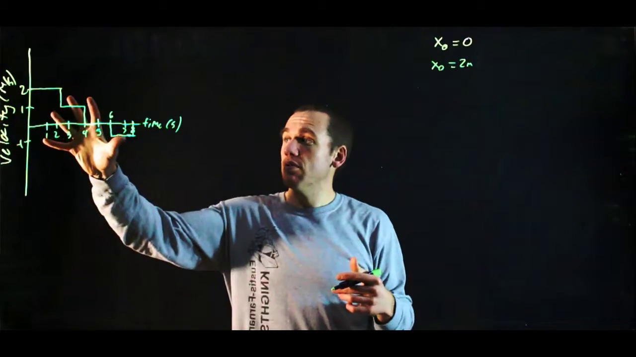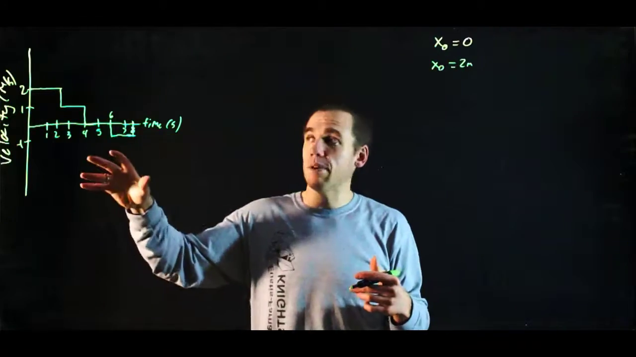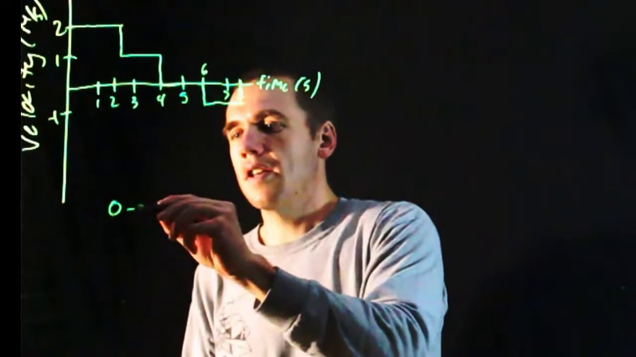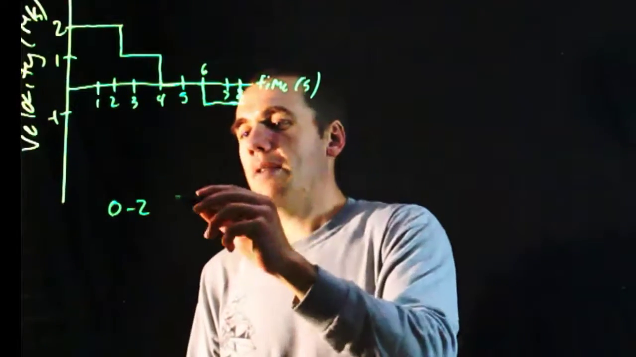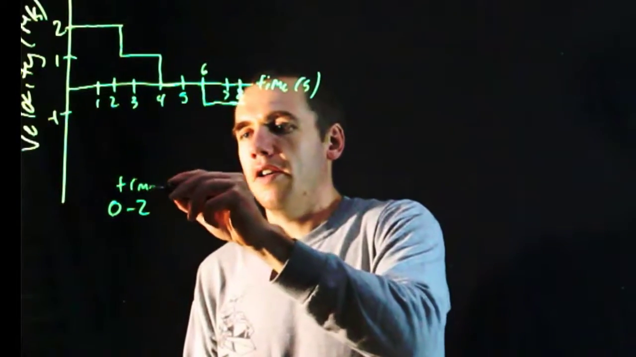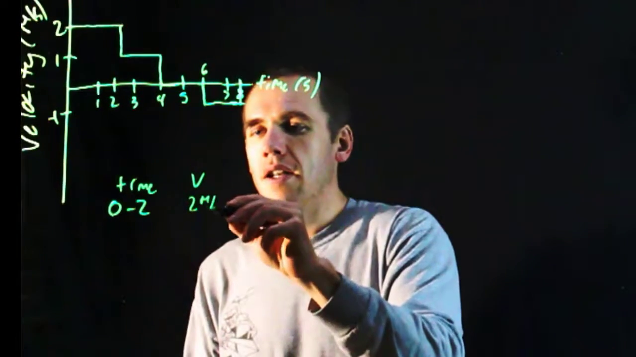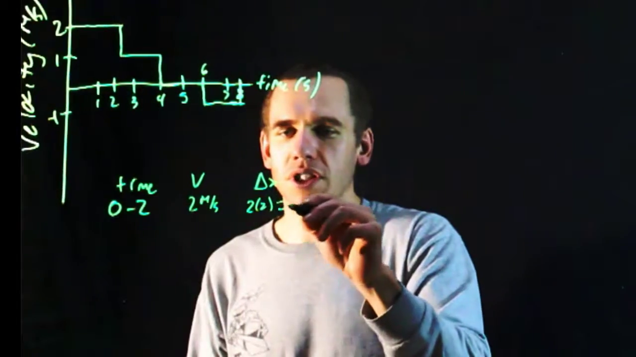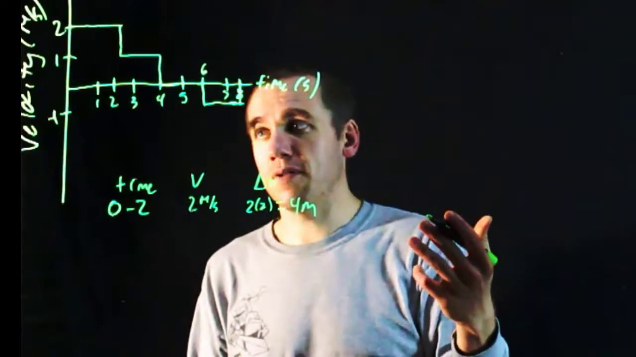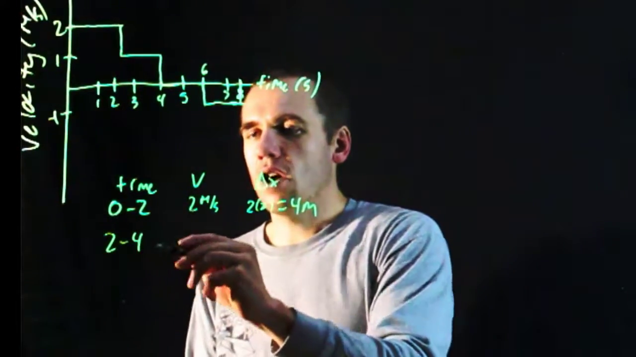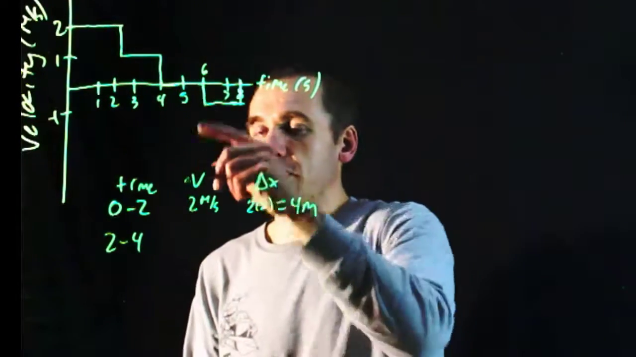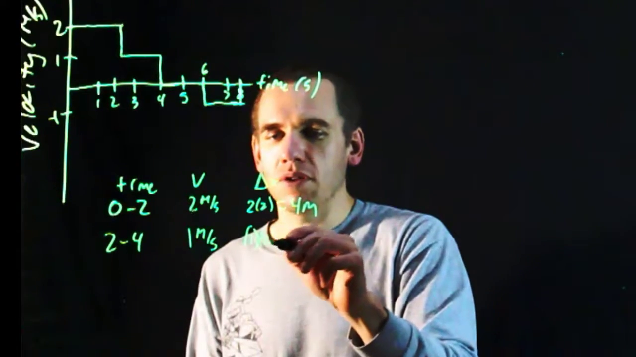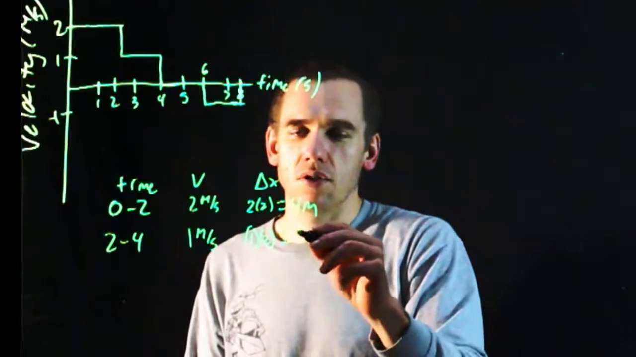Now, first thing I want to do with this graph is divide it up into intervals and see what happens. So, our first time interval is 0 to 2 seconds, and from 0 to 2 seconds we can see the object move with a velocity of 2 meters per second, and so we can get a displacement of 2 times 2, which is 4 meters, and it's positive because they moved away. From 2 to 4 seconds, we can get a velocity of 1 meter per second, and that means our displacement is 1 meter per second times 2 seconds, which is 2 meters.